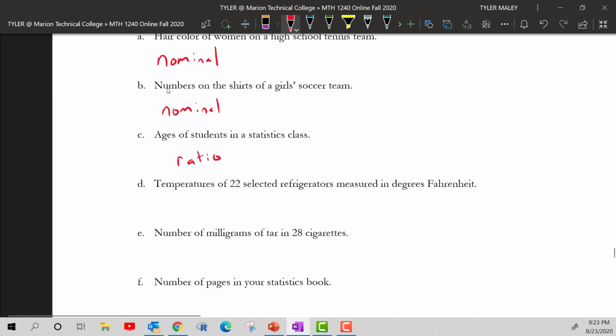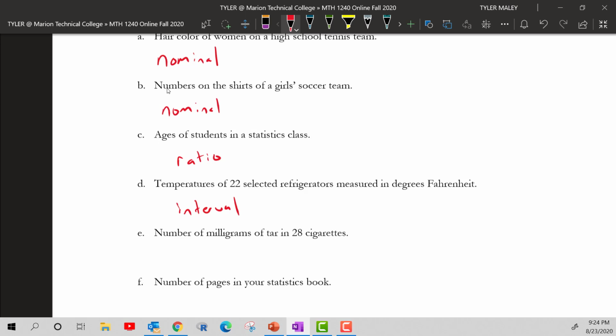Part D, temperatures of 22 selected refrigerators measured in degrees Fahrenheit. So this was actually one of the examples in the chart. That's an interval. Right? So again, the way to think about that is it's quantitative, so we know it's either interval or ratio. And there is no true zero in degrees Fahrenheit. Remember, 0 degrees Fahrenheit does not mean you have no heat. So that is why it's interval.